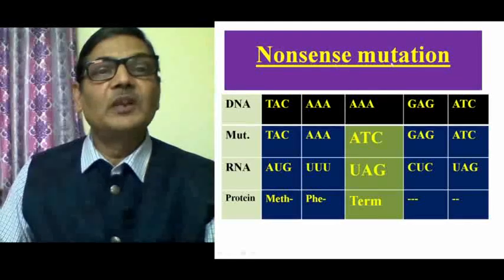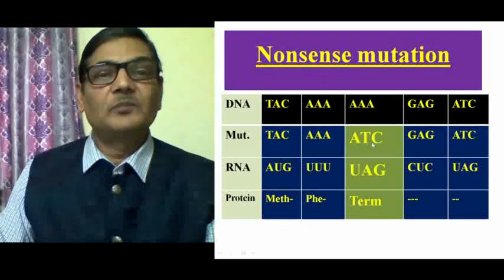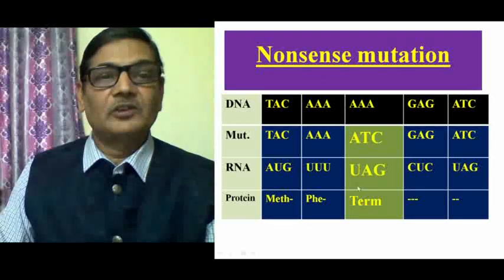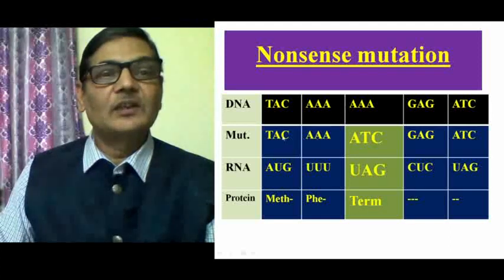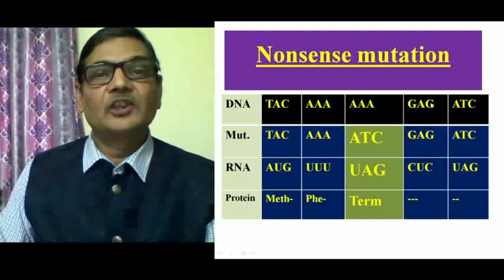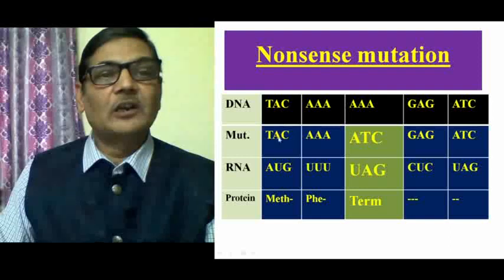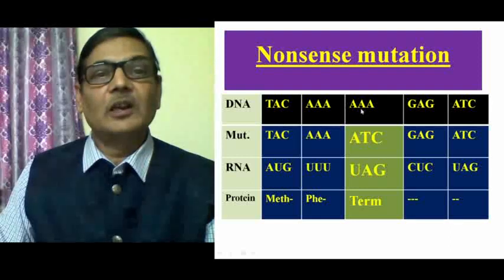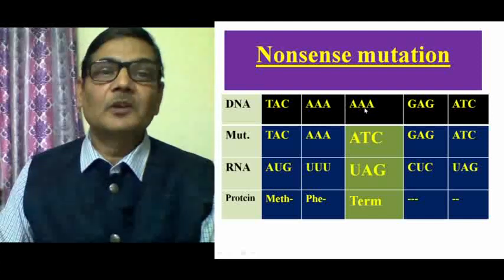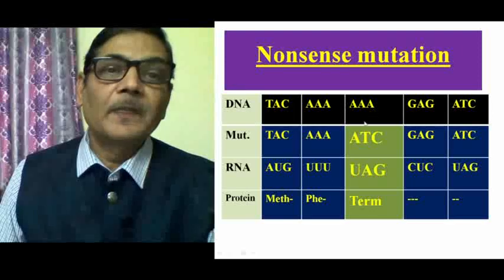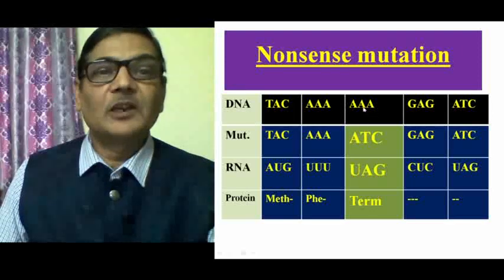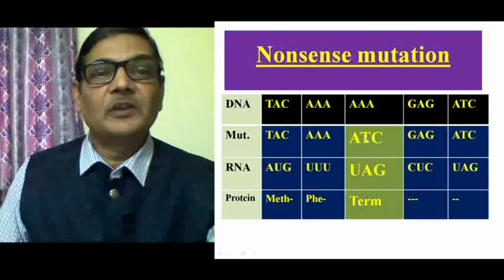Next situation could be nonsense mutation. In case of nonsense mutation, the mutation results in termination of the protein synthesis. We can understand this: this is the normal DNA sequence, and now a mutation has occurred in it. Suppose the mutation has occurred in this portion, that is AAA, and here two mutations have taken place. This A is being replaced by T, and the other A is replaced by C.